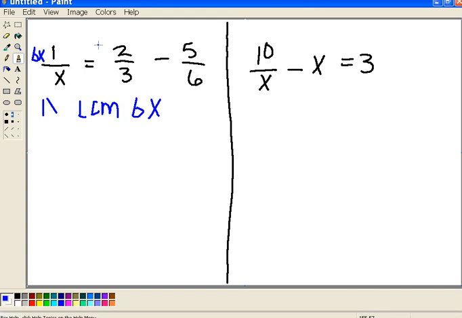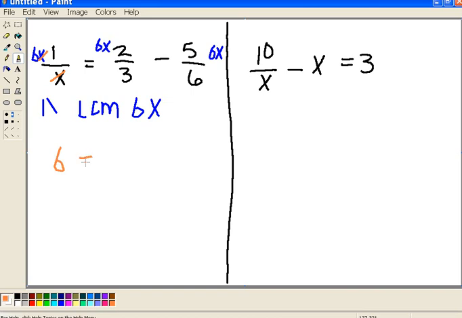The first term, the second term, and the third term. I cannot leave one of these out. I got to make sure I do everything. Okay, so when I multiply each term, notice what happens. My denominators will go away. Notice I have an x in the numerator, x in the denominator. They cancel out to give me 1, and now I'm left with 6 times 1, which is 6.